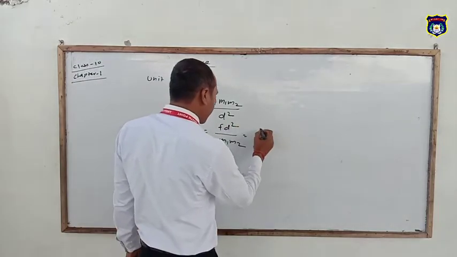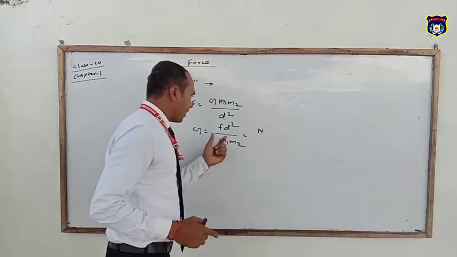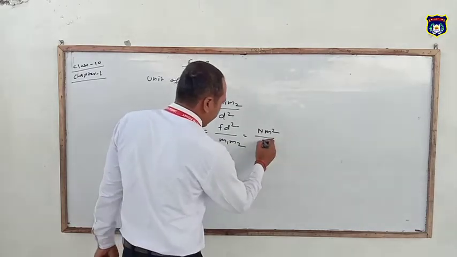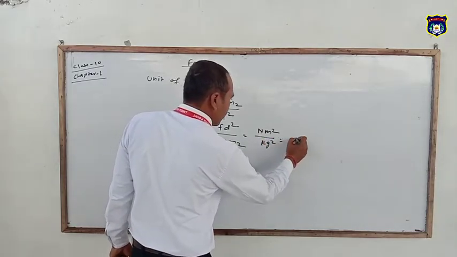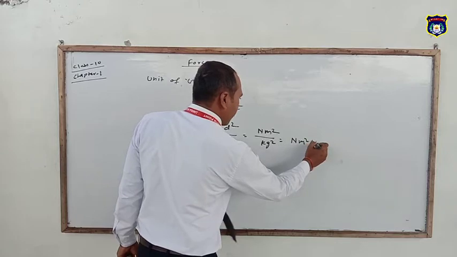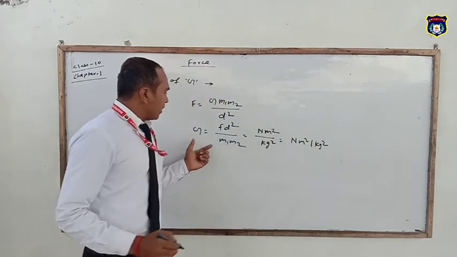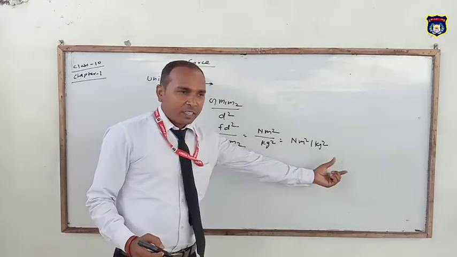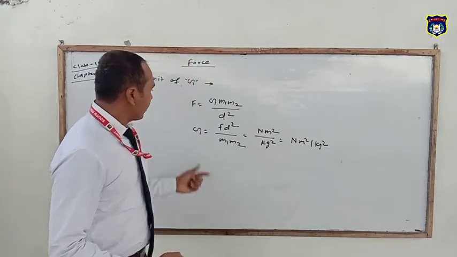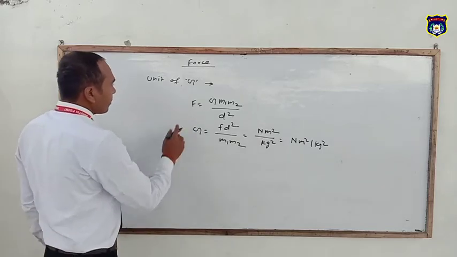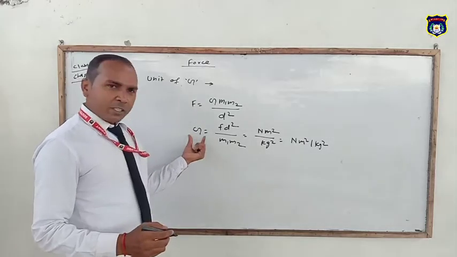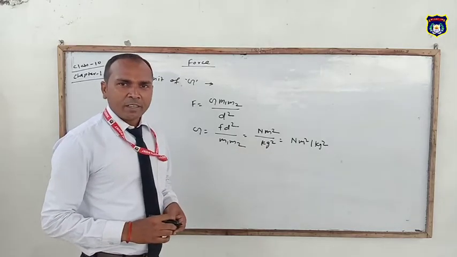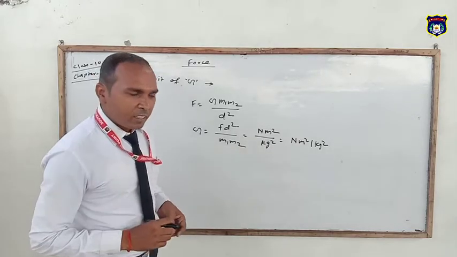Force unit is Newton and distance is meter, so meter square you can write, and for kg into kg, kg square. It means Newton meter square per kg square. Then what may be the unit of capital G? Newton meter square per kg square. This is the SI unit of capital G. And we already know this is the universal gravitational constant. Its value is 6.67 into 10 to the power minus 11 Newton meter square per kg square.